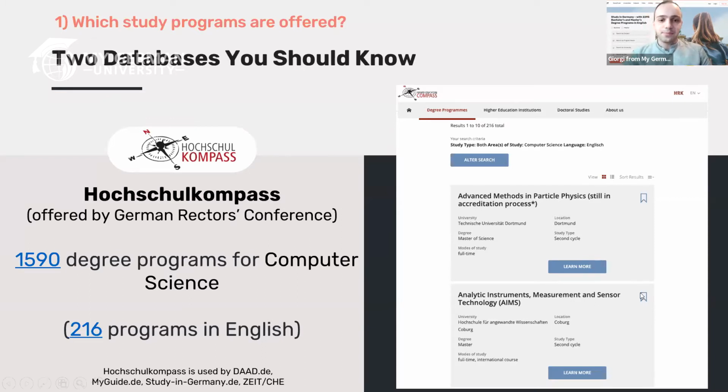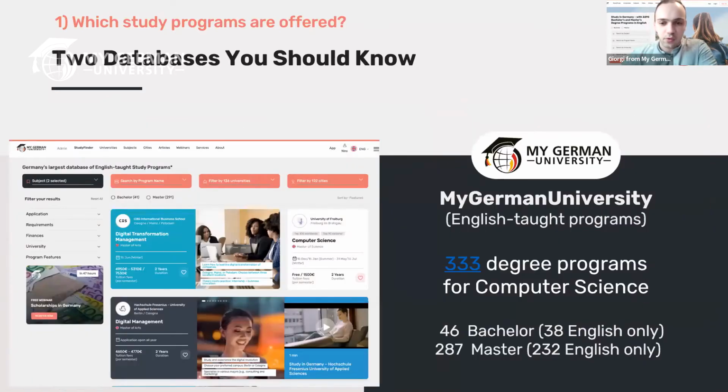But for those who are more interested in English taught study programs, I would suggest Study Finder and MyGermanUniversity as their first stop, because here you can find 333, which is a really nice number, accidentally, 333 degree programs for computer science or related programs. Out of them, you will find 46 bachelor programs, of which 38 are English only, and 287 master programs with 232 English only. So this is for those who are interested specifically in English taught study programs. And I'm sure that most of you today relate to this category.